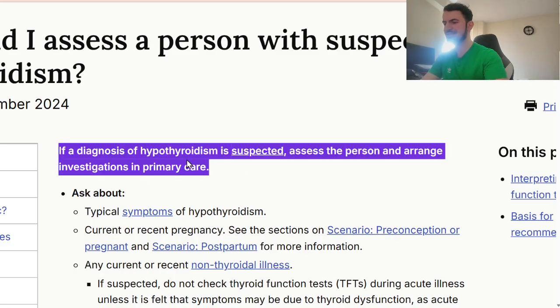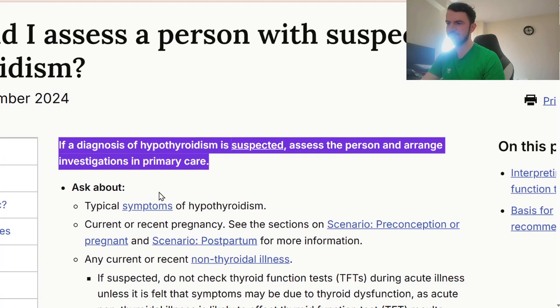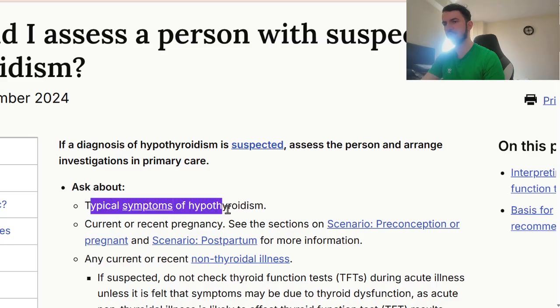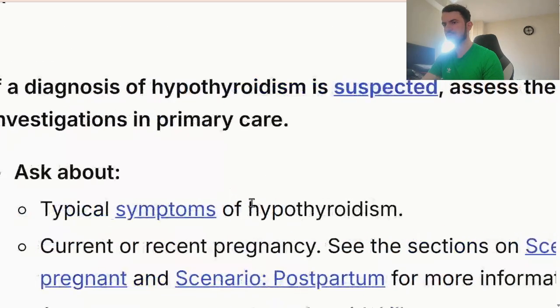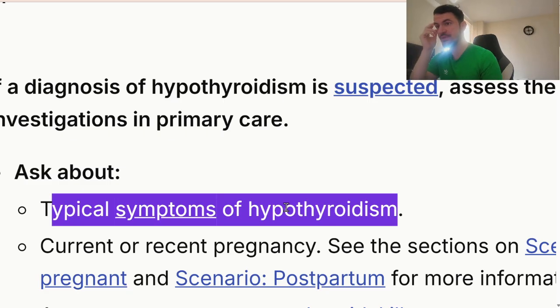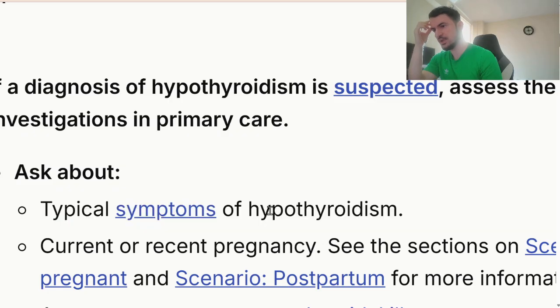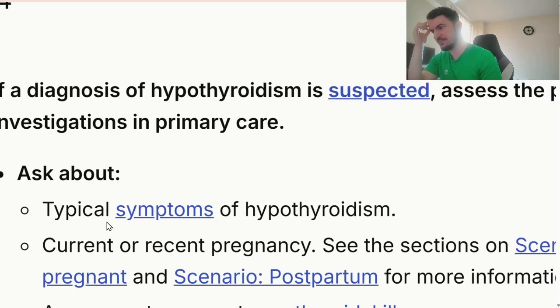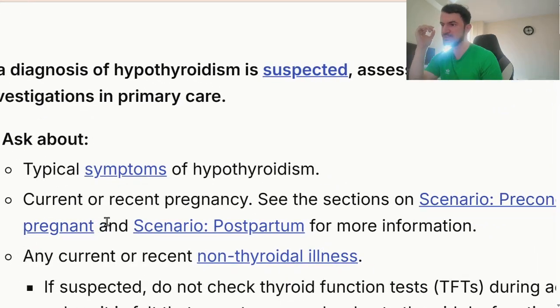So you can do TFTs, thyroid function tests and stuff like that. Ask about typical symptoms of hypothyroidism. This sentence right here will get you 1 mark in the exam. I hypothesize they will ask us about symptoms of hypothyroidism and hyperthyroidism. That's my belief. I could be wrong, but who knows?